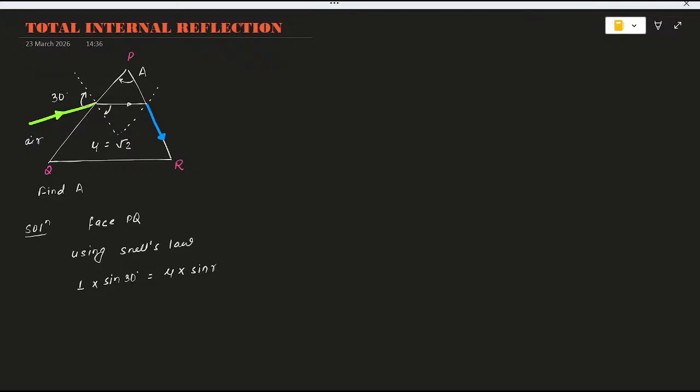This angle will be r. Any difficulty? Okay, so let's put the value of sin 30. So 1 into sin 30 is half. Mu is root 2 into sin r. So 1 by 2 root 2 is equal to sin r.